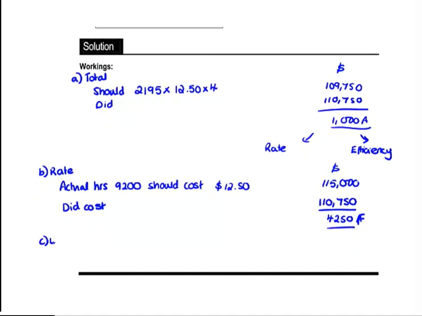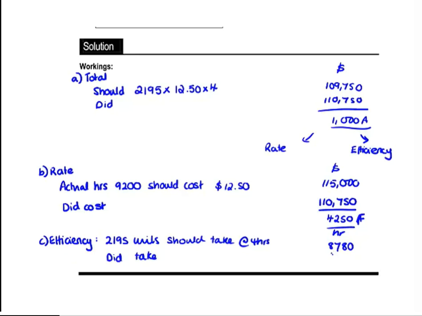Finally then we've got the efficiency one, so looking at how quickly they made the units. This is based on the actual production, so 2,195 units should take, well, each one should take 4 hours. So that means that we should be looking at 8,780 hours.